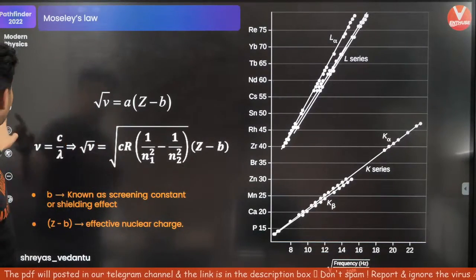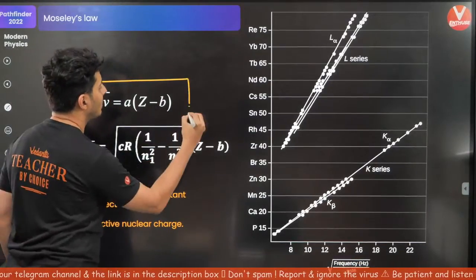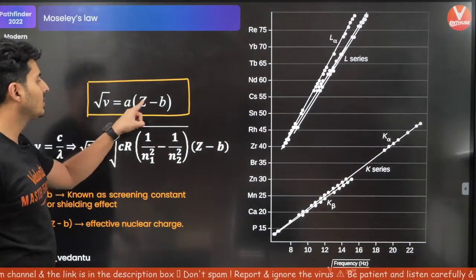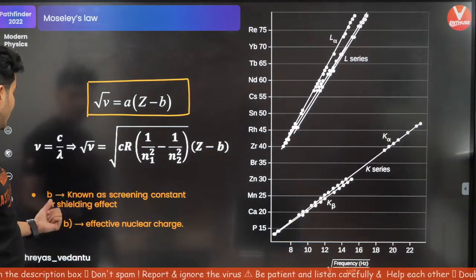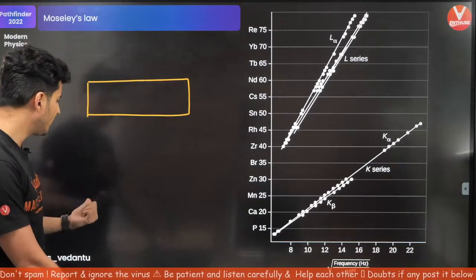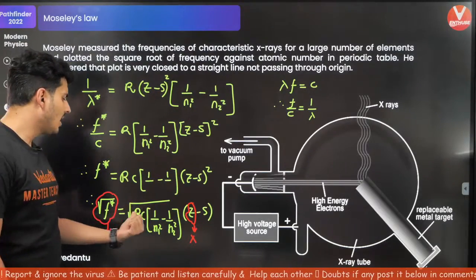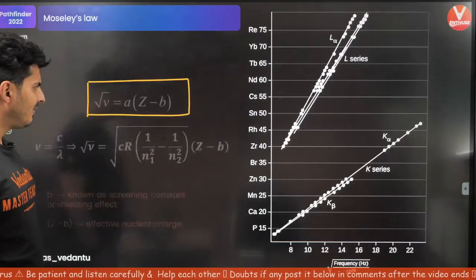So you will see it in this fashion. Root of the frequency is A into Z minus B. It's the same thing. This B was your screening constant, and A was that whole bunch of numbers inside this bracket: RC into 1 by n1 square minus 1 by n2 square. Is that clear? Fair enough, guys?